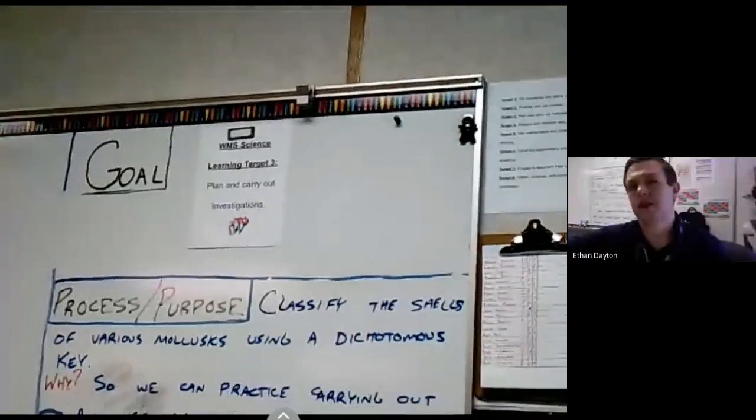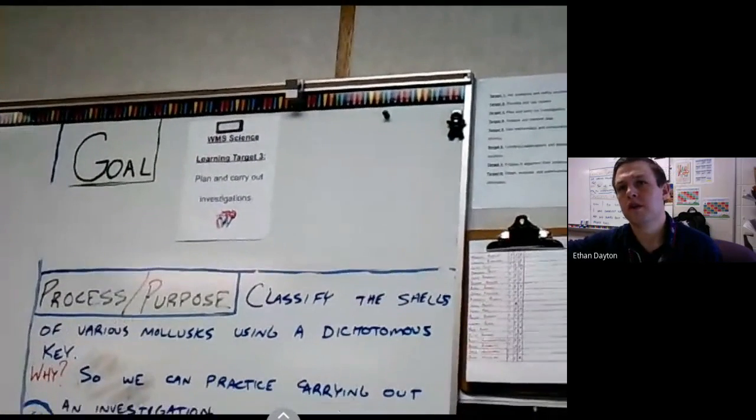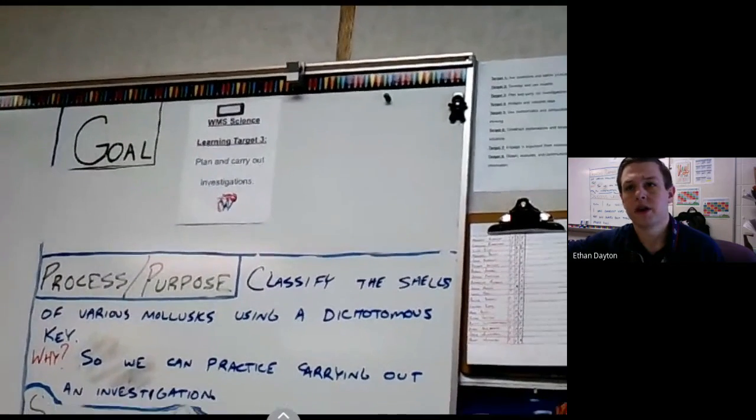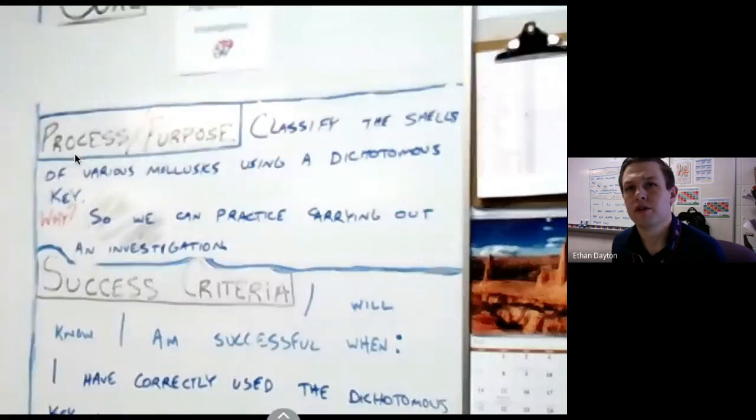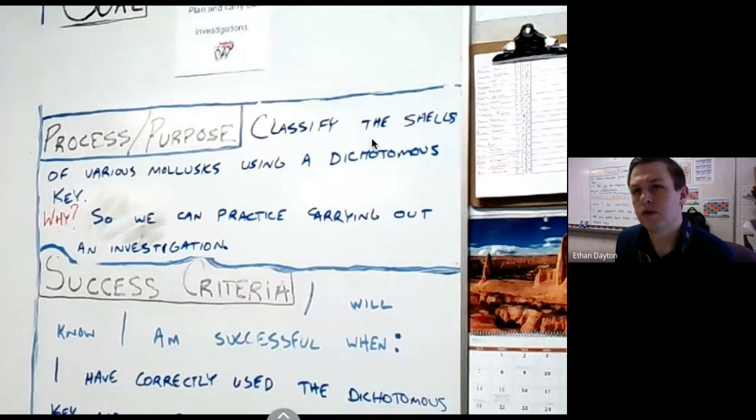Our goal is our learning target, and our learning target is plan and carry out investigations. That's learning target number 3. What is our process today? What are we going to do? Our process is to classify the shells of various mollusks using a dichotomous key.